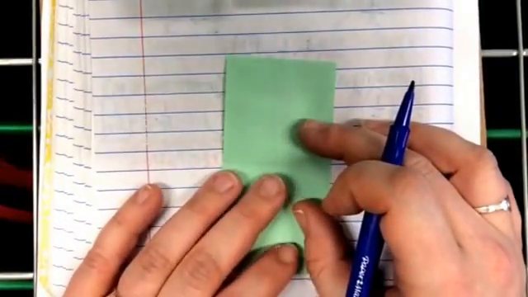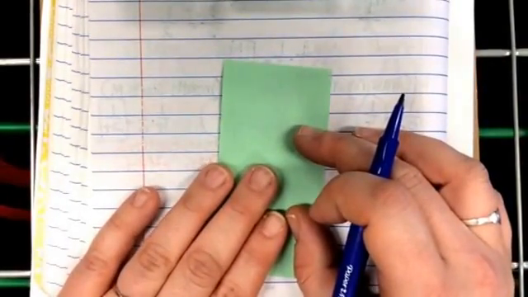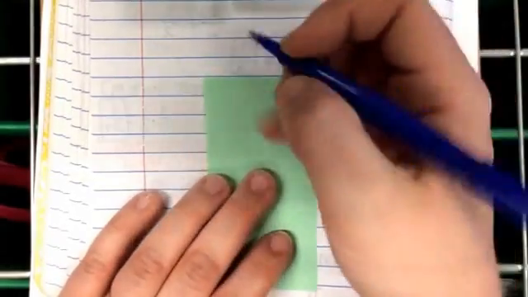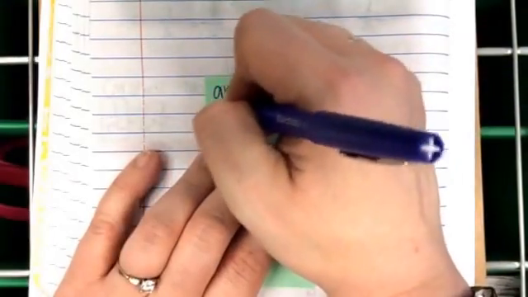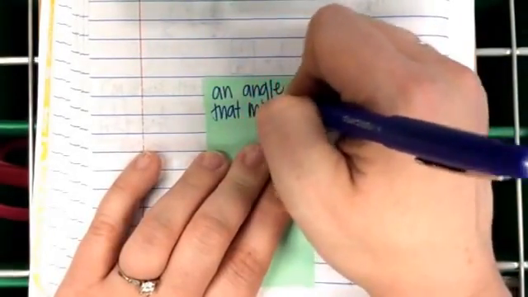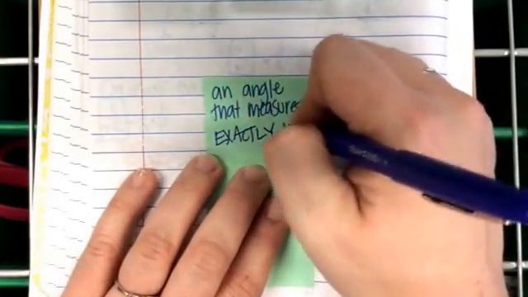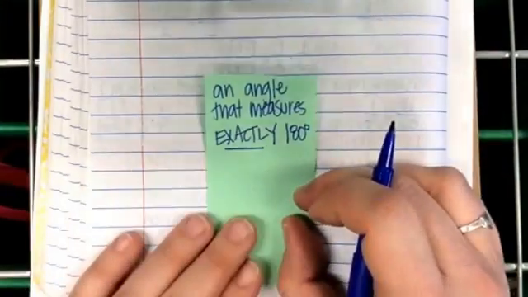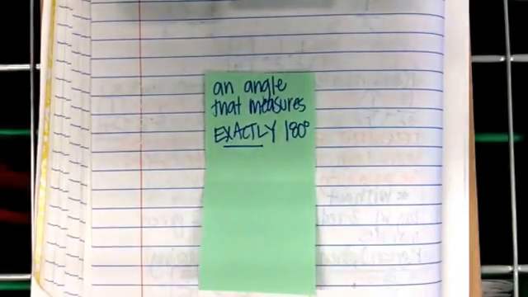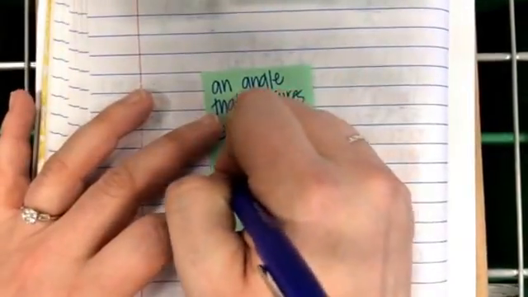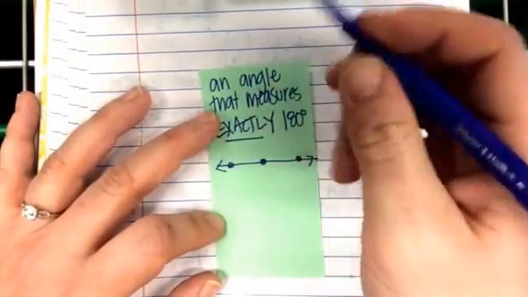What is a straight angle? What is a straight angle? It is an angle that measures exactly 180 degrees. And 180 degrees is what? A straight line.